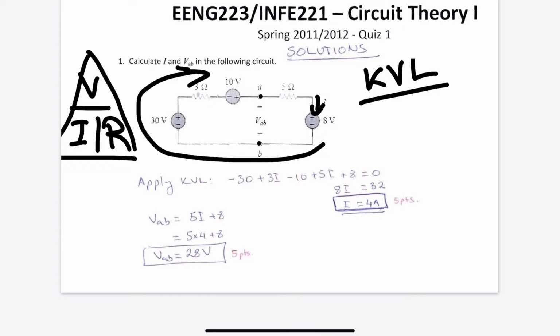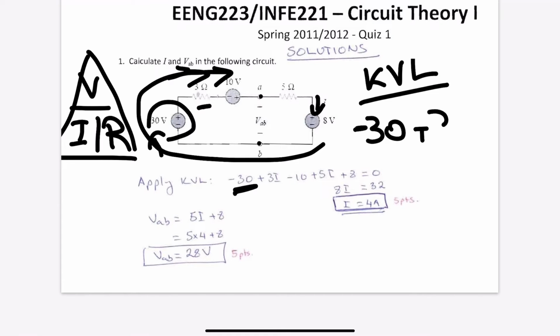So starting from this 30 voltage source, we're coming from down the source, so it's going to be minus 30. And then as we move on throughout the circuit, we've got no voltage source here. We've got a resistance. So we multiply I times R, and our I is moving in the same direction we're going through. So it's going to be a positive I, and the resistance is 3. So we're going to add 3I to that equation. And it's added over here.